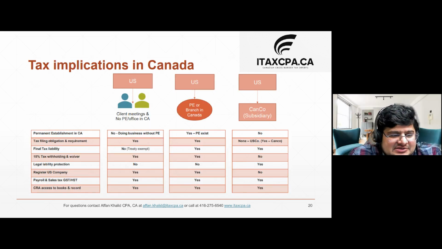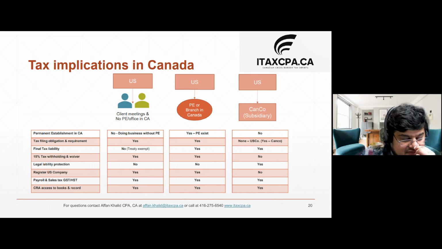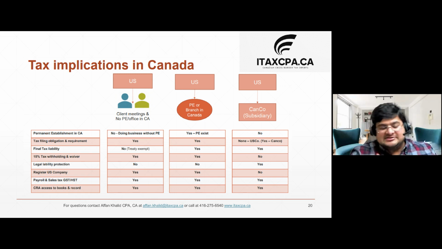This is just a summary slide that I've prepared in terms of the structures you can have. You can have a US company that is just sending their people into Canada, which we call doing business in Canada without a nexus, without a PE. If you are sending people, yes, there is a requirement to register or obligation to file a tax return. Probably no final tax liability because there's no nexus or PE. But in some instances, there might be some withholding taxes. Again, I can help you waive those withholding taxes.